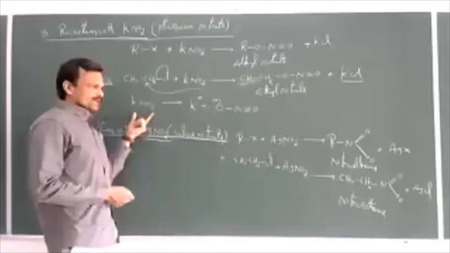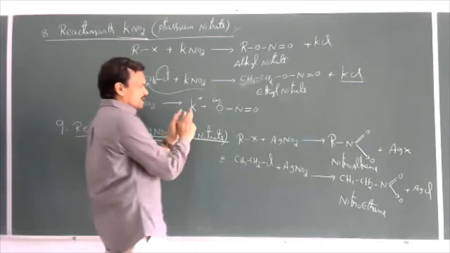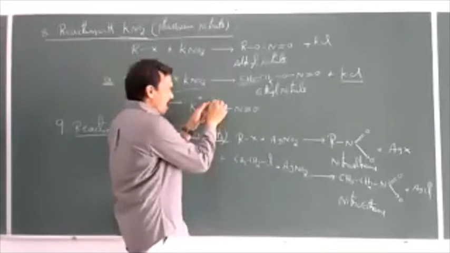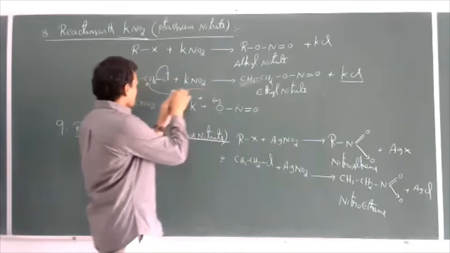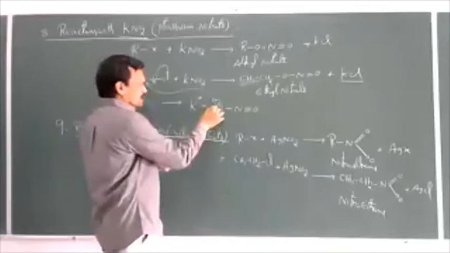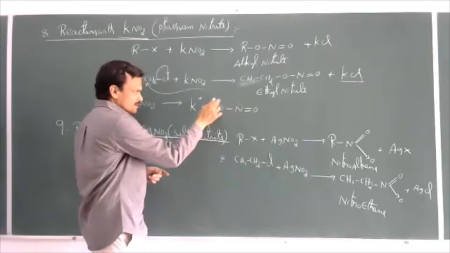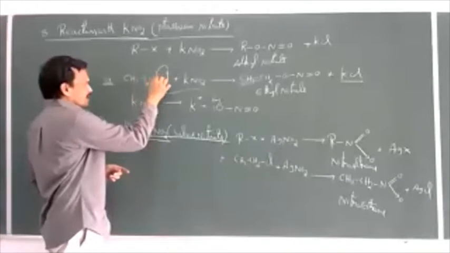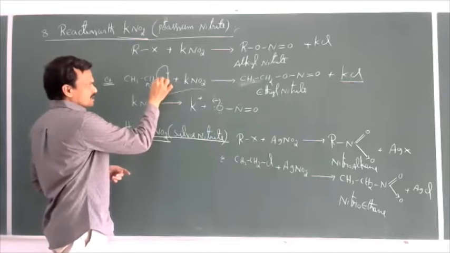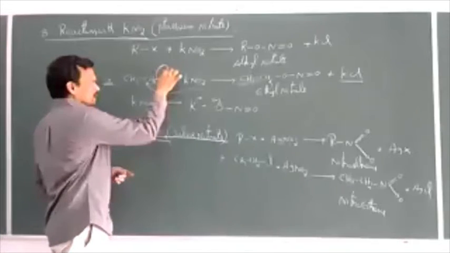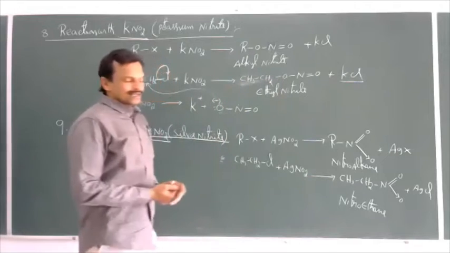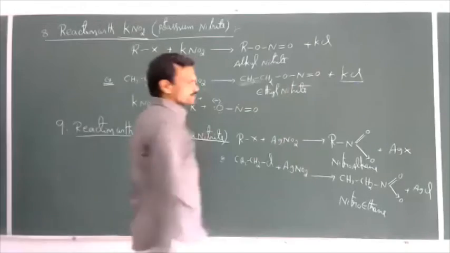First, potassium nitrite splits into potassium ion and nitrite ion, where oxygen is free to donate a lone pair of electrons because electron density is more at oxygen than at nitrogen. So this oxygen donates a lone pair of electrons to carbon, thereby the sigma electrons of the C-Cl bond are gained by chlorine. Then we get ethyl nitrite as the product.